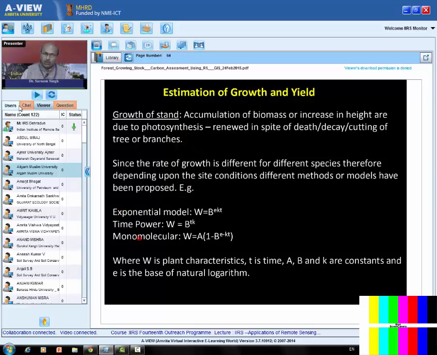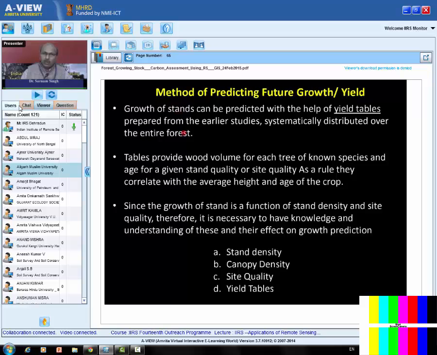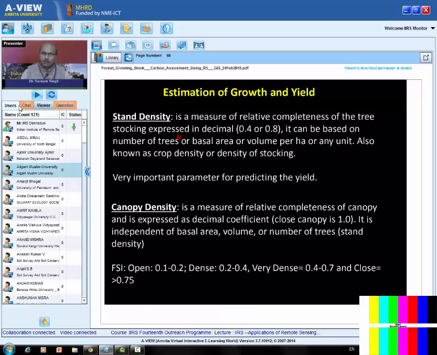For that also different models are available. You can consider any of these models where you have the time interval available and the constants available, and you can just put in the information and get the growing stock from that yield table. Then we have the four parameters here. These are the ones which basically affect the yield: the stand density, canopy density, site quality and the yield tables.